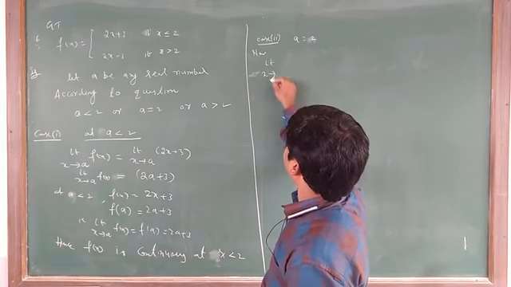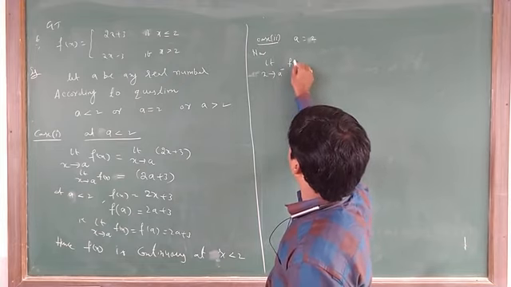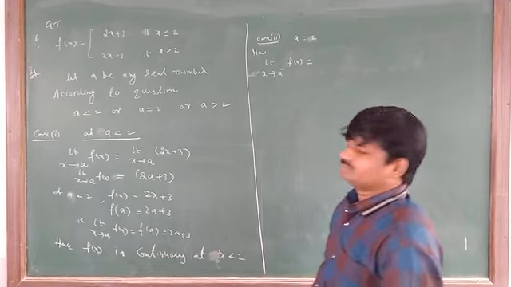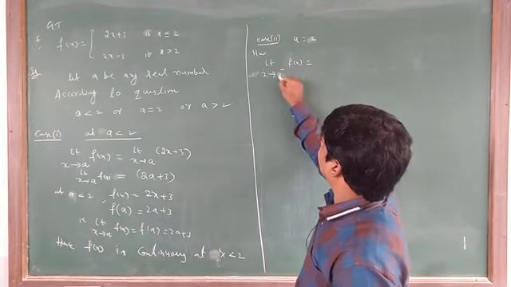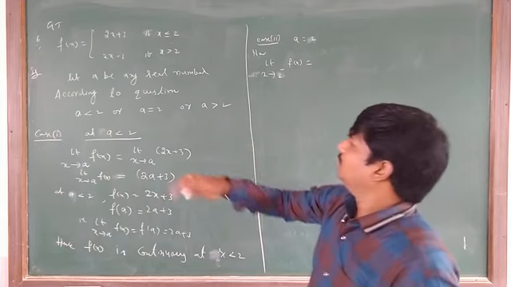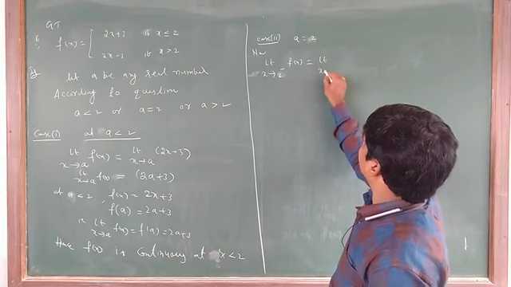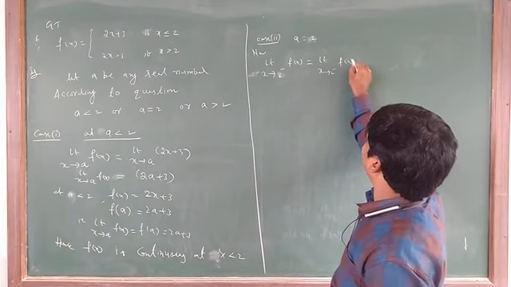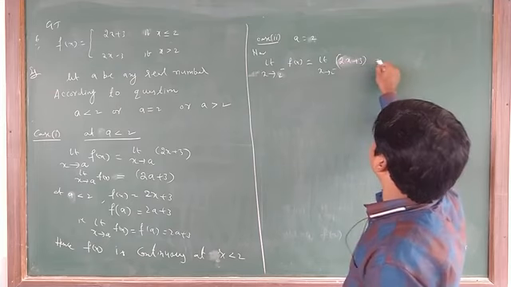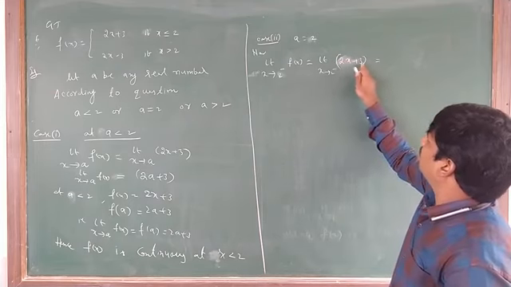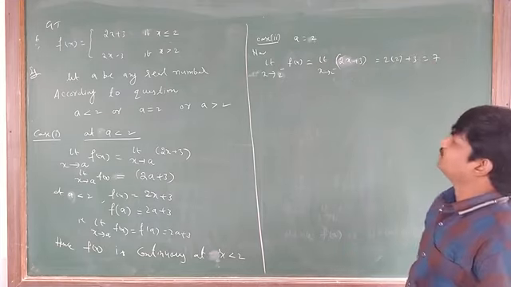Limit x tends to a minus, f of x. What is a here? 2 only. So write limit x tends to 2 minus, f of x. Left of 2, what is the function here? 2x plus 3. So substitute: 2 twos are 4, 4 plus 3 is 7. That is equal to 7.